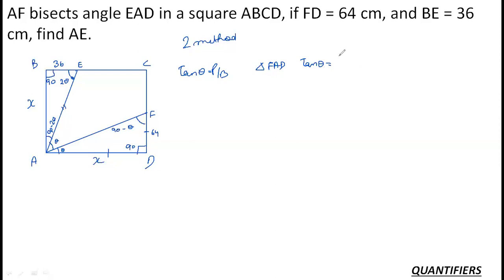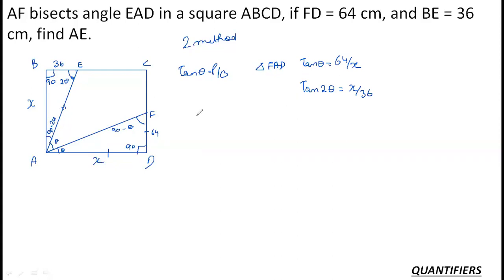Now, let us apply tan theta here. If I apply tan theta here, 90 is here, it is tan 2 theta. Tan 2 theta is equal to X upon 36. Right. So these are the two things given to me.